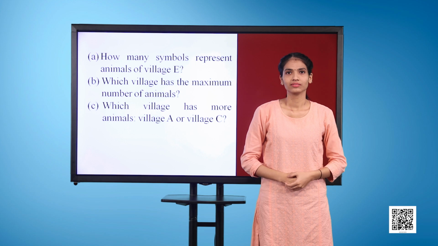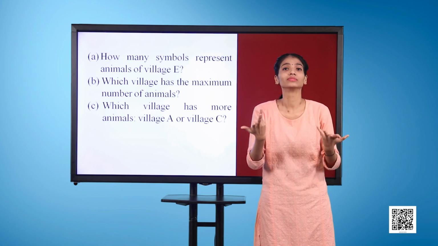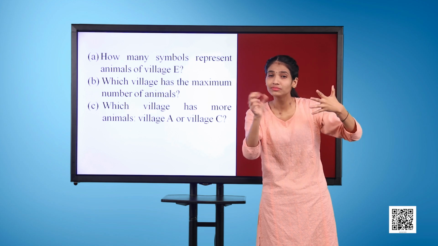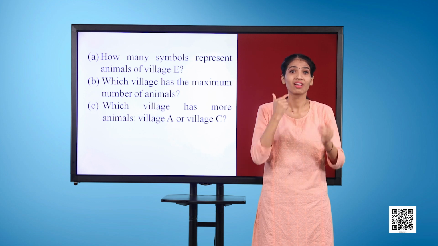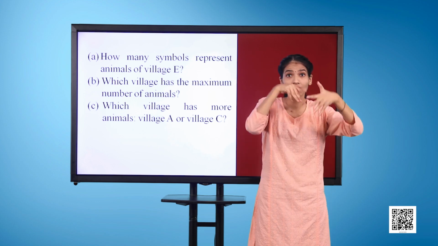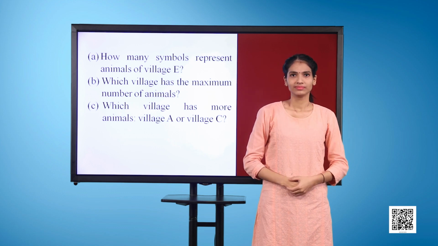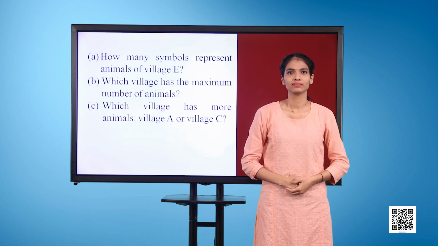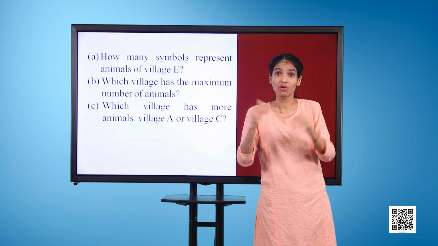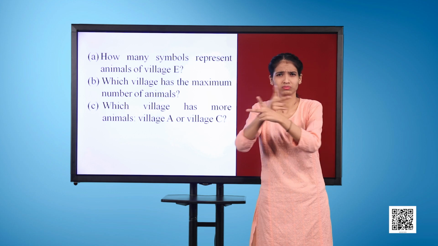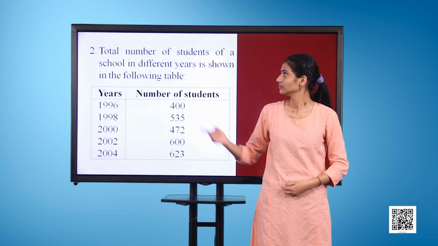A. How many symbols represent animals of village E? B. Which village has the maximum number of animals? C. Which village has more animals, village A or village C? Two.